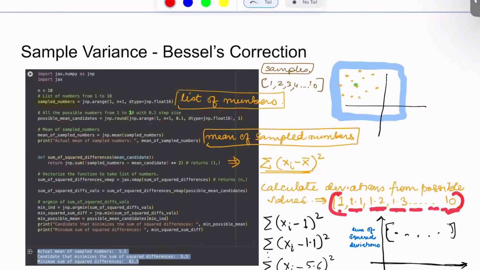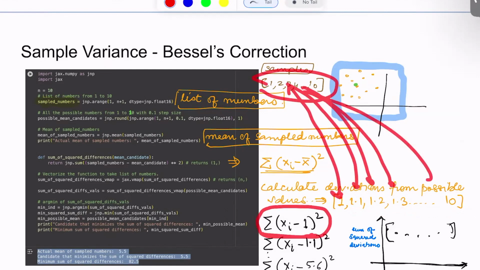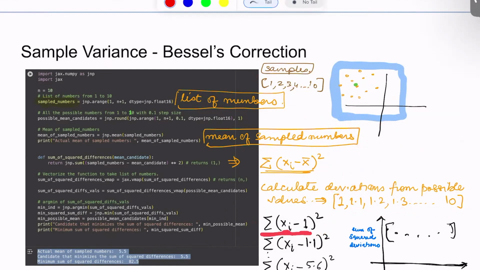So what we are going to be doing is calculating the deviations for all these numbers from 1, and then from 1.1, from 1.2, and 1.3, and so on. So we'll be calculating the summation of the deviation of all the points from 1 and then from 1.1, and whatever is the value, we are just going to have it in the list.